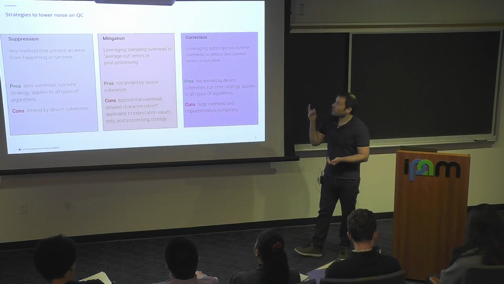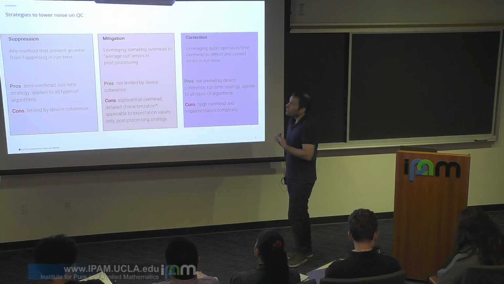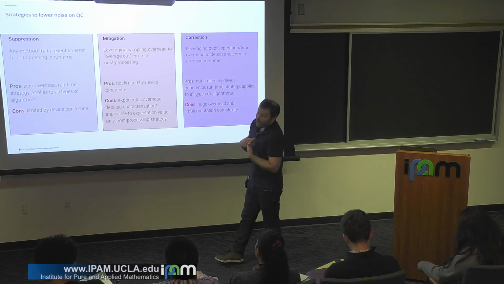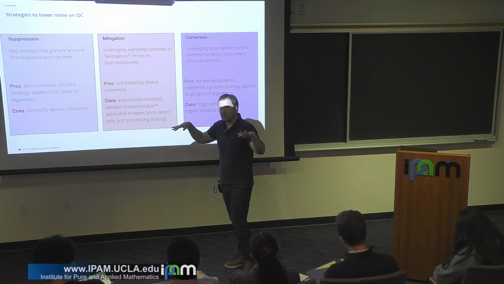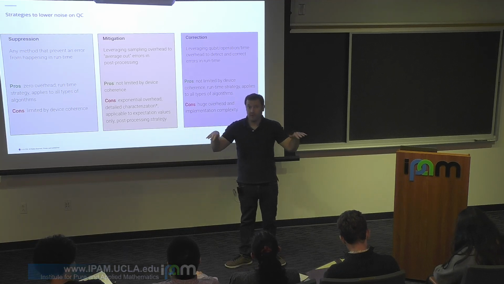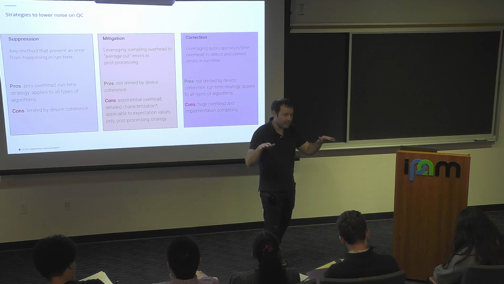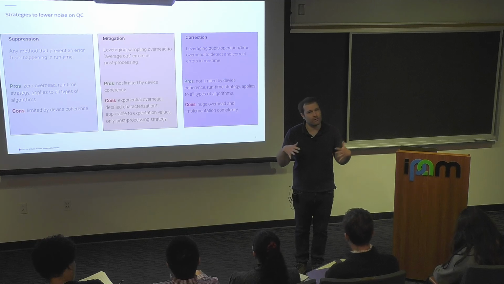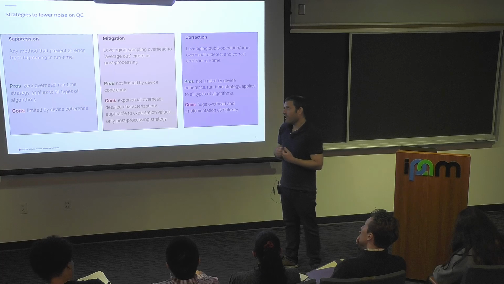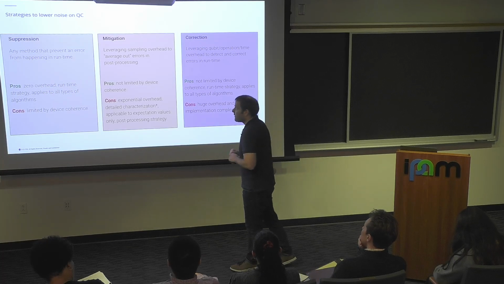So for that, we have mitigation and correction. I would define error mitigation as any method that leverages sampling overhead to average out errors. So you accept that errors are going to occur. You are going to run algorithms, and you assume that the data is corrupted, but now you are going to use some overhead in order to wash out these errors and get results that are more accurate.